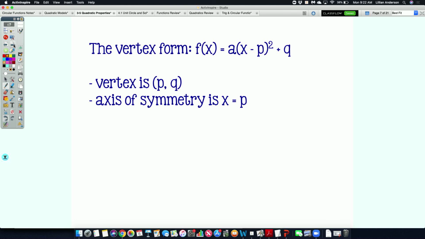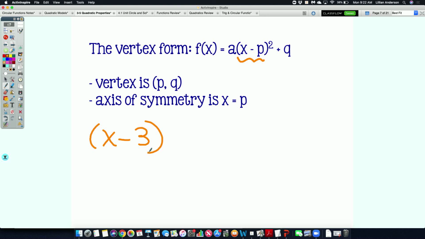Now, the one thing you have to be careful of with vertex form as well as with factor form is this right here. It's x minus p, which means, remember what we were doing with transformations? Think back, at the very beginning of the functions unit. When we were dealing with transformations, anything that was on the inside, it was the opposite, right? So if you had x minus 3, that actually meant you went 3 to which direction?